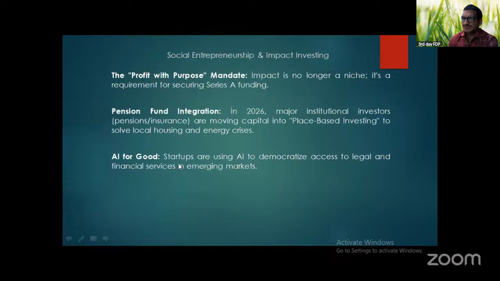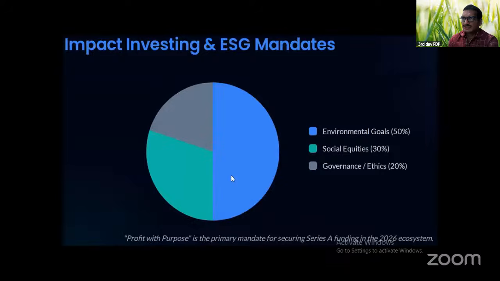So AI also is used for good. Startups are using AI to democratize access to legal and financial services in emerging markets. So here you can see the impact investing. Environmental goals, they are allocating 50% of the funds, social equity 30%, governance and ethics 20%.